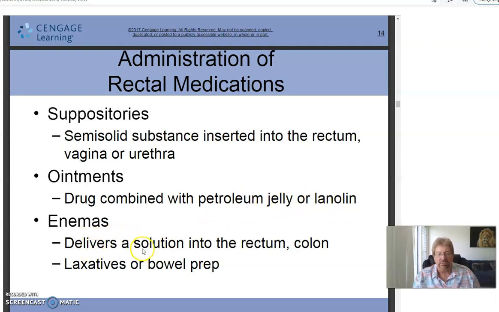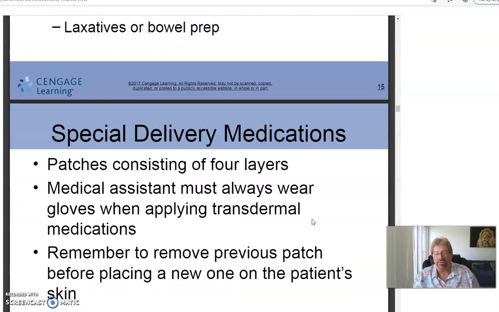Enemas. Delivers a solution into the rectum or colon. Uses laxatives or bowel preps. Rarely to administer medication, but in the old days it used to be used for that.